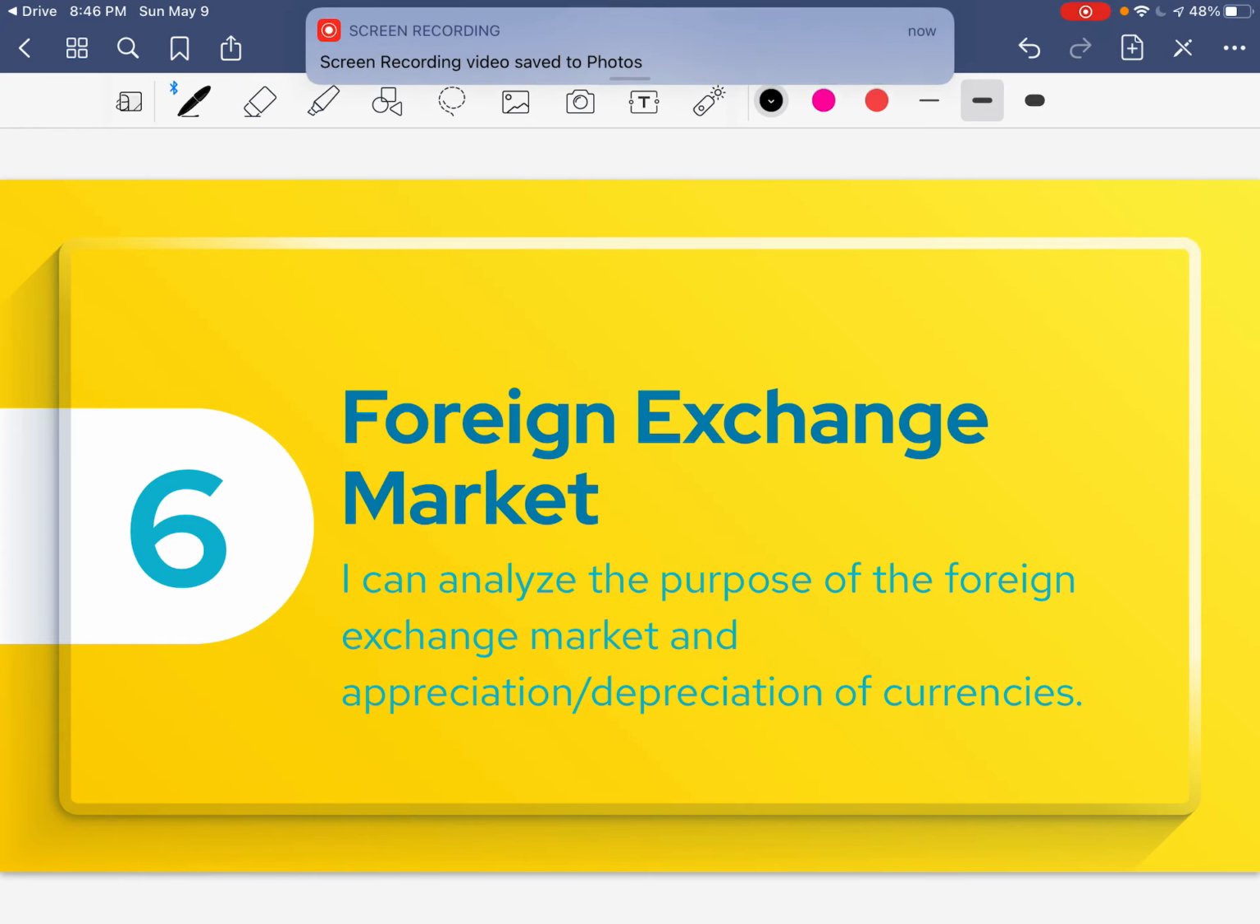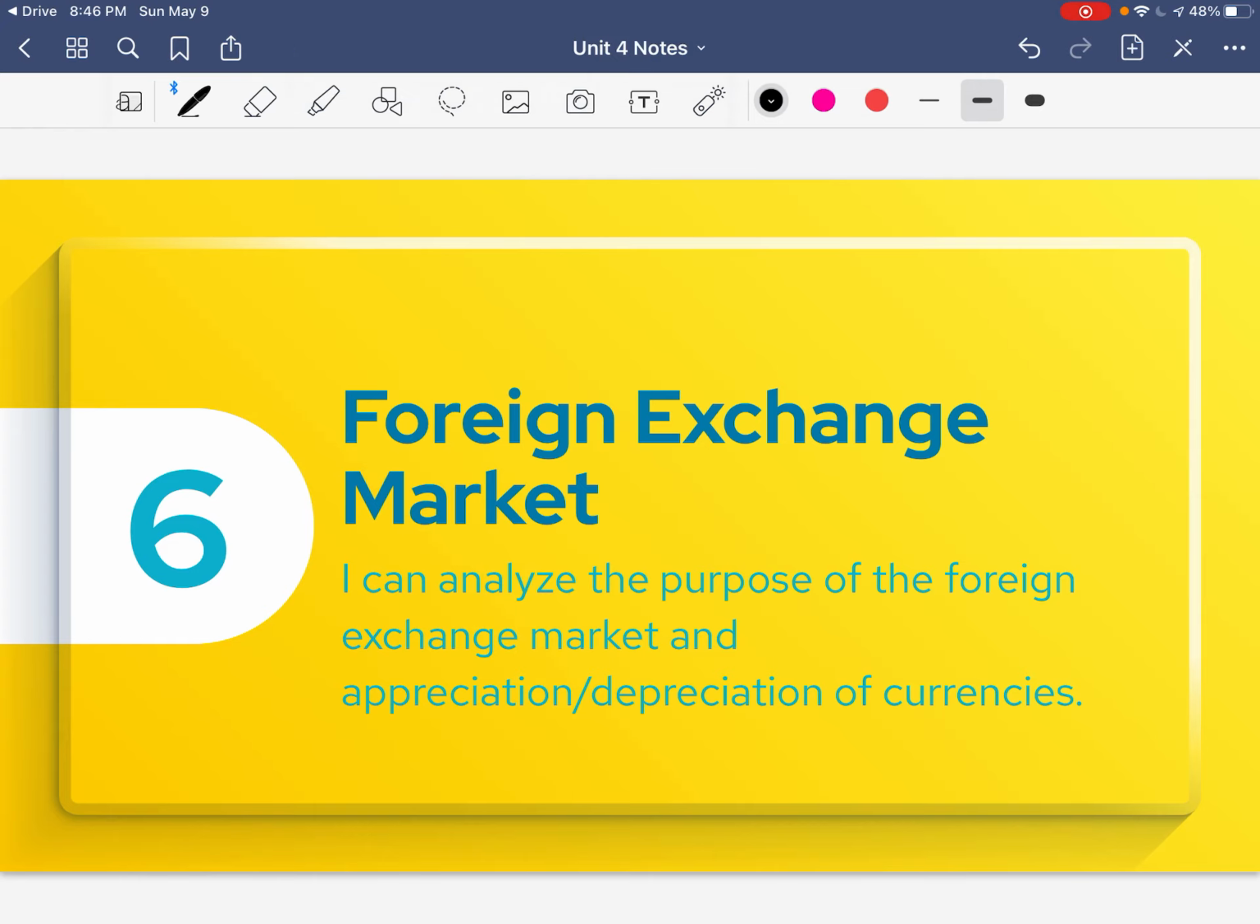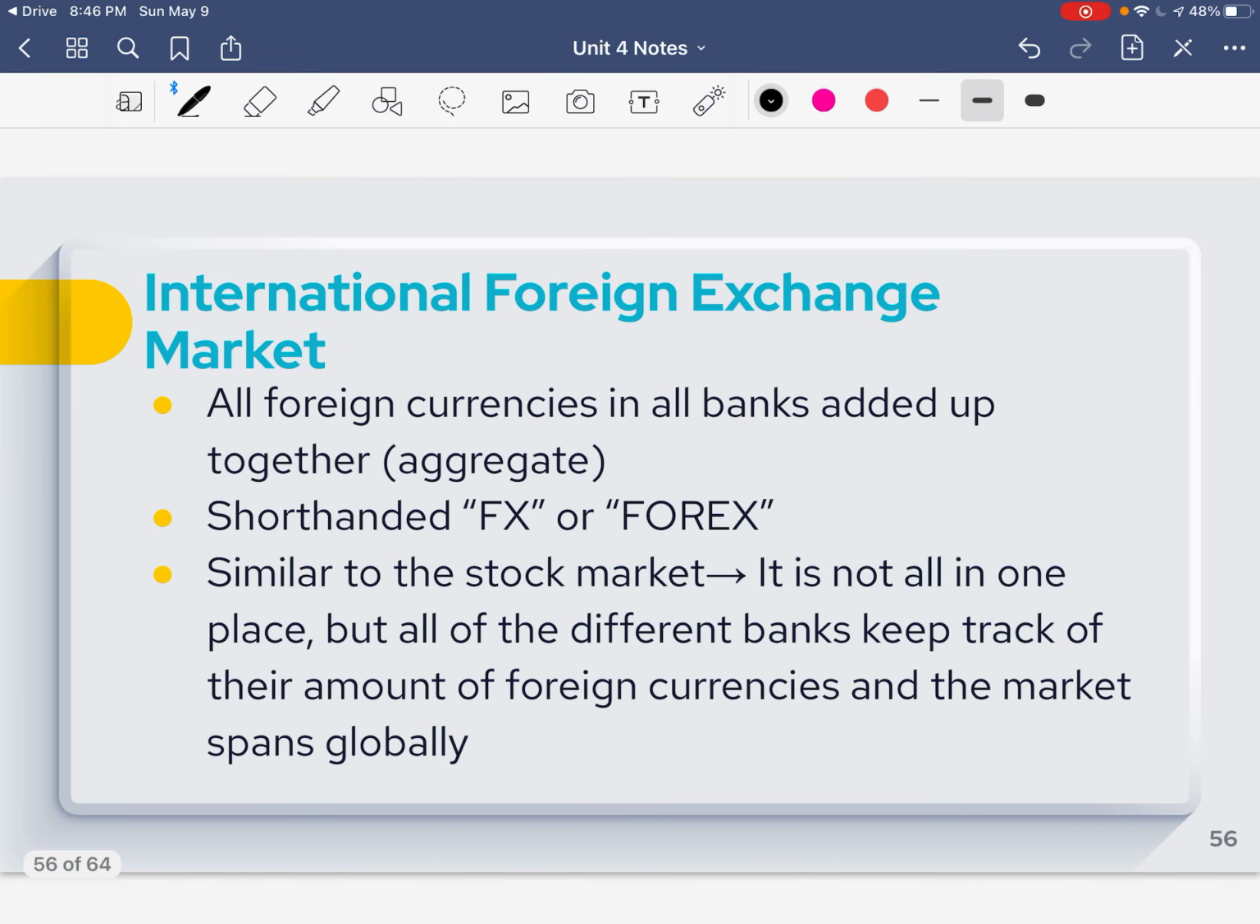Hello guys, our goal today is to look at the foreign exchange market: what it is, how it works, and appreciation and depreciation of currencies, even more than what we looked at yesterday when we were calculating exchange rates. So what is the foreign exchange market? Sometimes it is called the FX or the Forex market. So remember, if you see any of those terms, it means the foreign exchange.